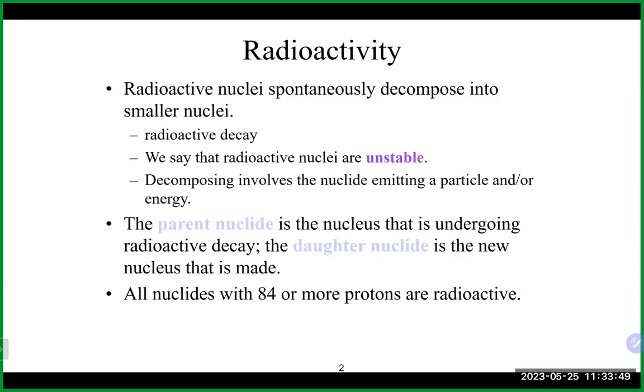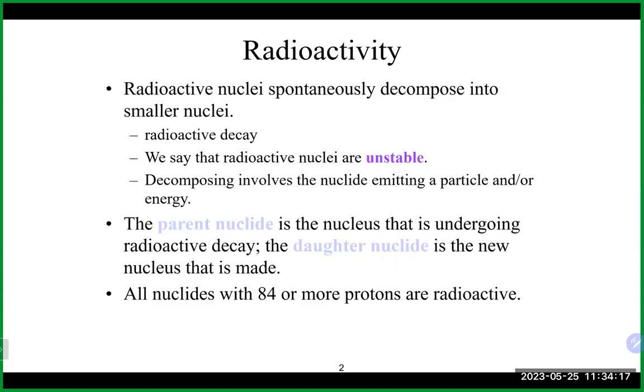When we have something undergoing radioactive decay, the original one is sometimes referred to as the parent nuclide, the nucleus undergoing radioactive decay. And the nucleus that's made is sometimes referred to as the daughter nucleus. It's the thing that results from the substance going through radioactive decay.